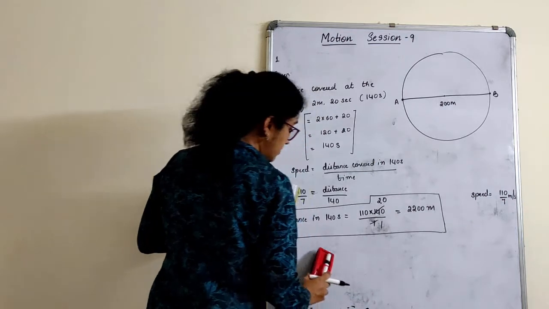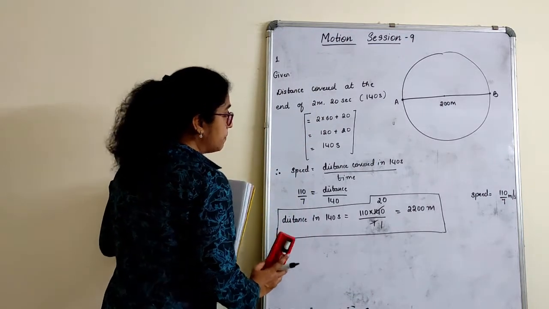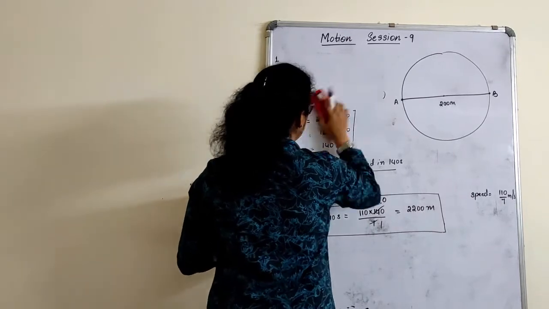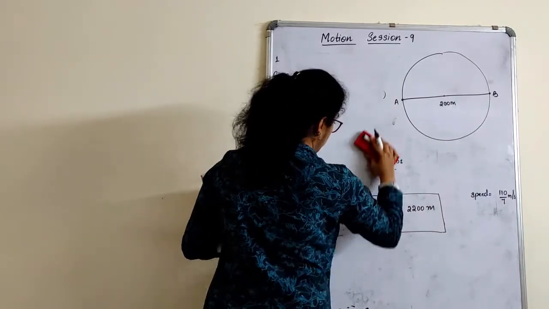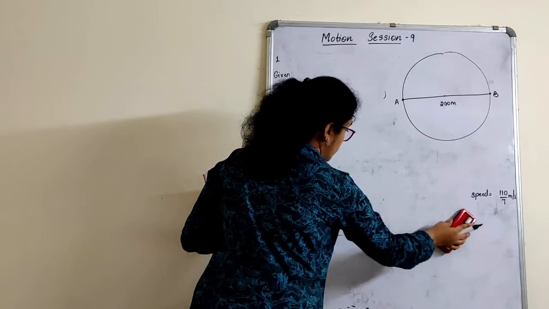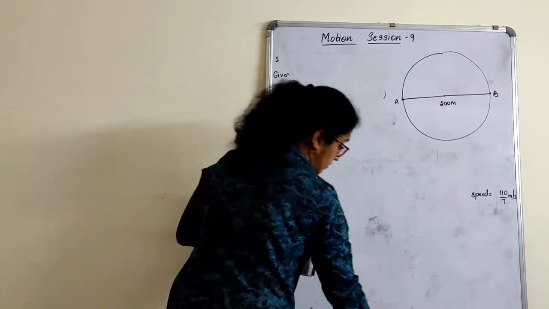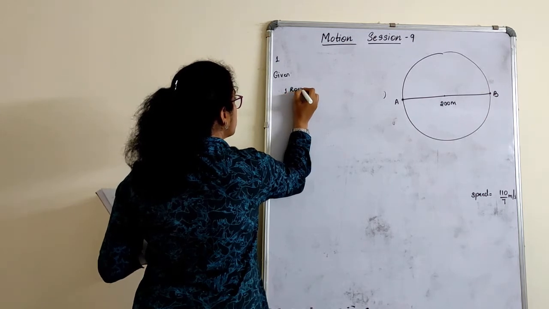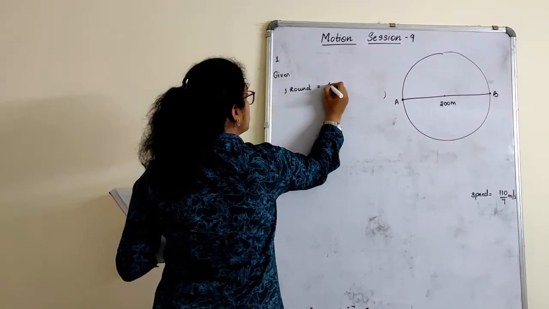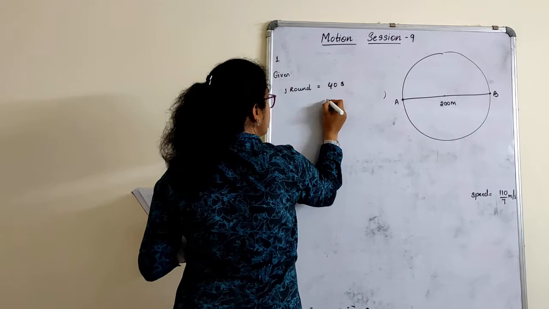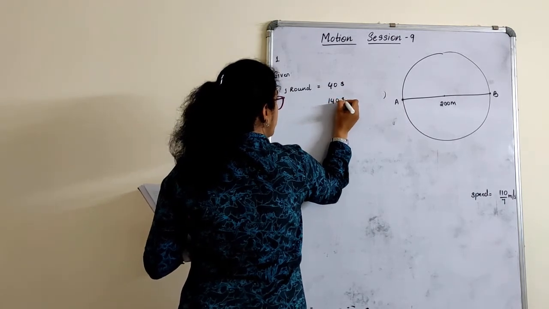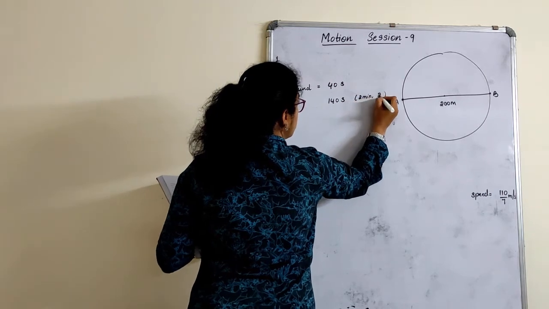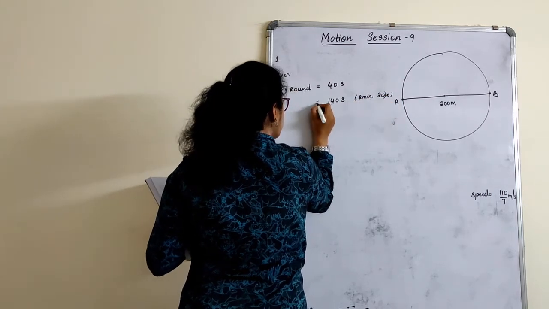So shall I erase this? This was the first part that we have completed. I'll again erase this part now and do the further part of the sum. Okay. One round is equal to 40 seconds. 140 seconds, that is 2 minutes 20 seconds.